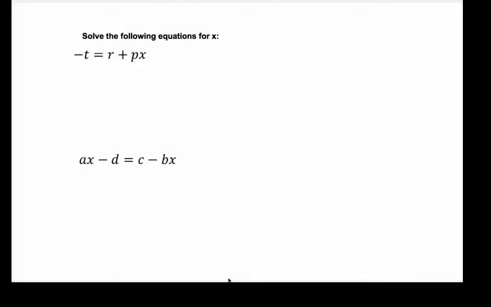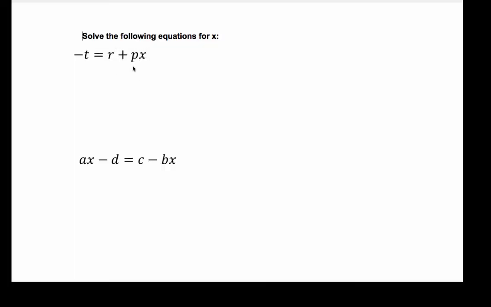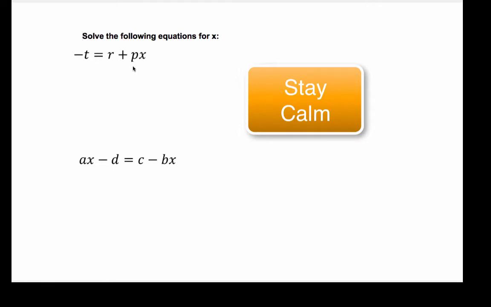First example here, we have negative t equals r plus px. Now right away, you'll notice both of these examples do not have any numbers in them at all. And there's a tendency to kind of freak out a little bit when we don't see any numbers because we're so used to working with numbers. We're used to solving and getting numerical answers. We just have to try our best to get out of that mentality.